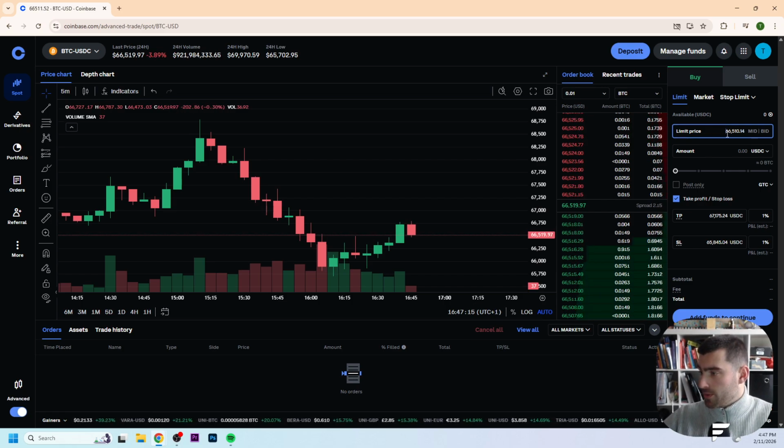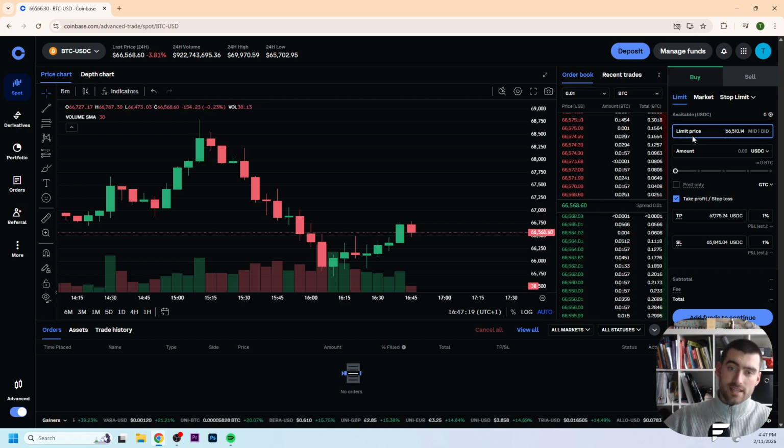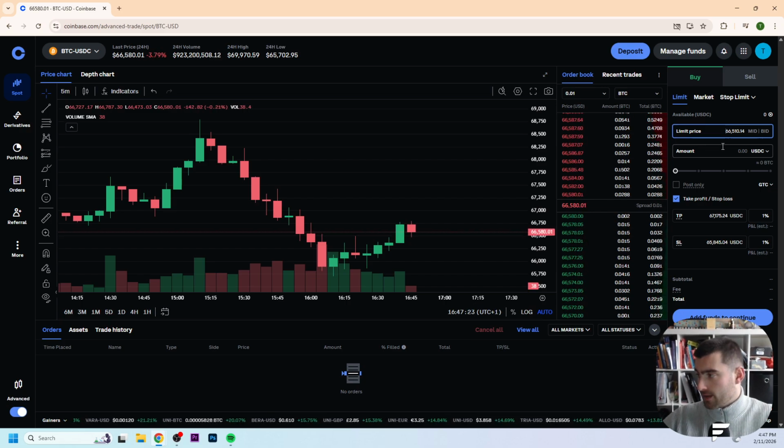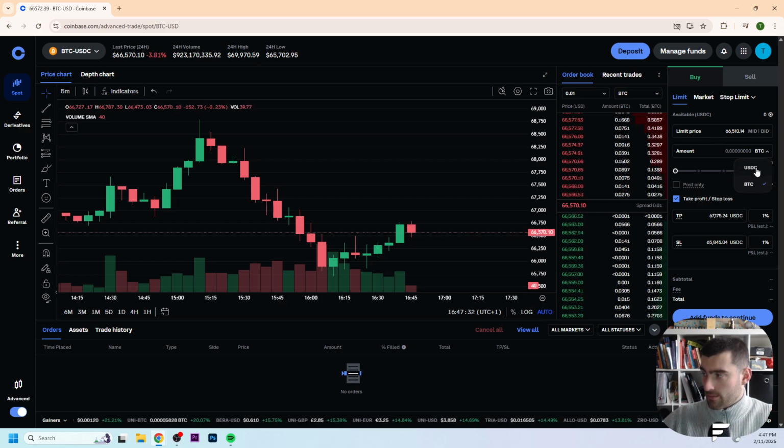So from now, what we need to do is we need to fill in the limit price. And that means that he will only take that position when he will hit that price or something below there. And then after this, we fill in right in here the amount of US dollars, or select here Bitcoin to fill in the amount of Bitcoin that we want to create our position with.